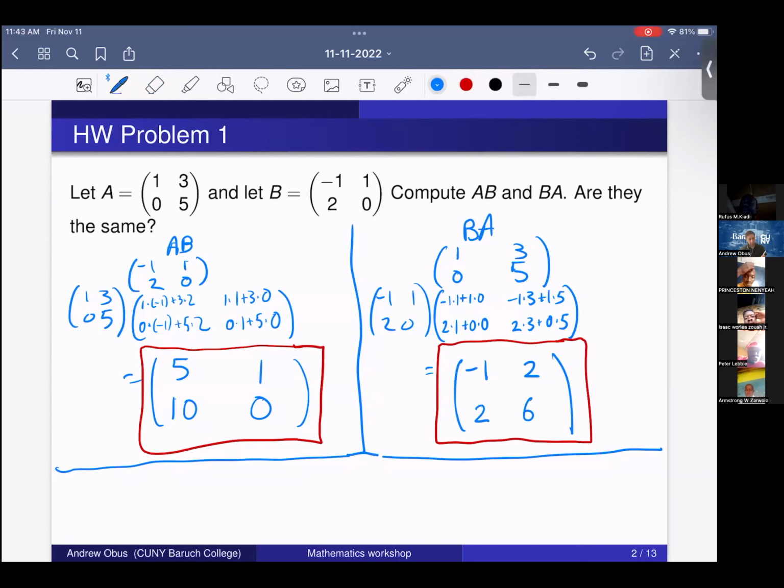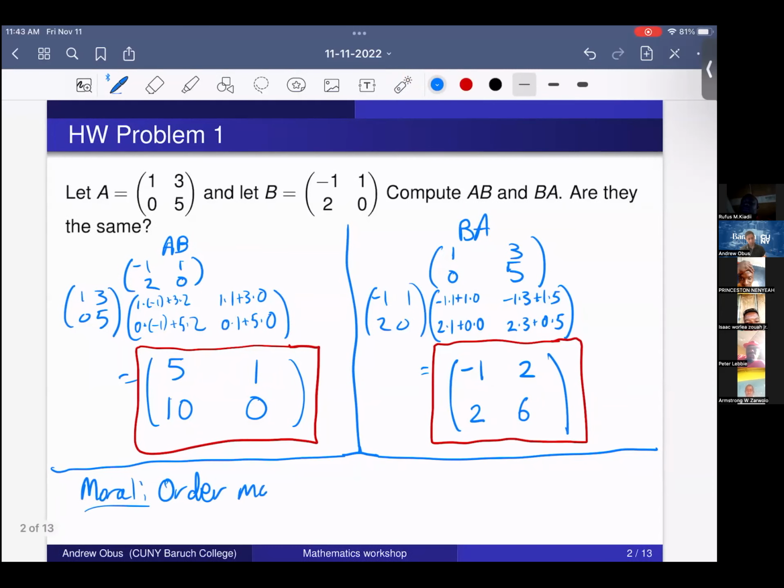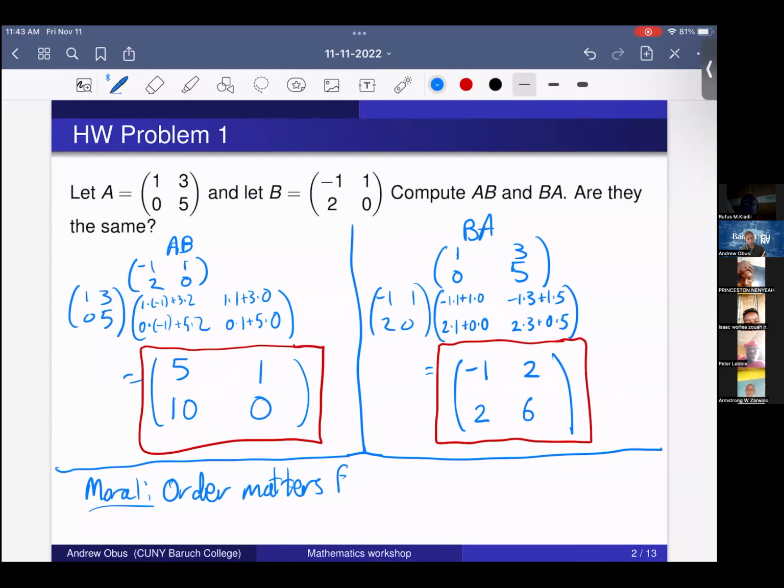And so what we see here is we get two different answers, right? If we do it in one order, we get this matrix 5, 1, 10, 0. We do it in the other order, we get minus 1, 2, 2, 6, right? So these are completely different answers, right? They're not related at all. They don't even look at all like each other. So the moral of this story is that the order matters for matrix multiplication.